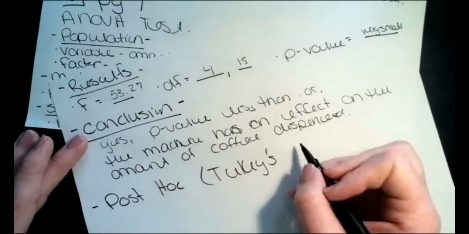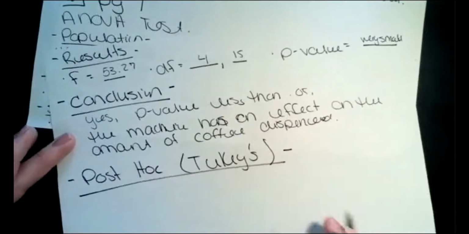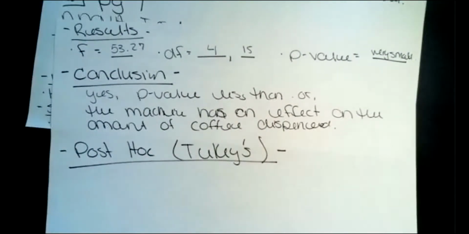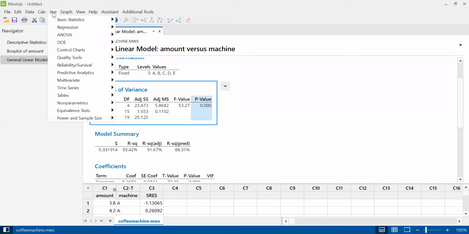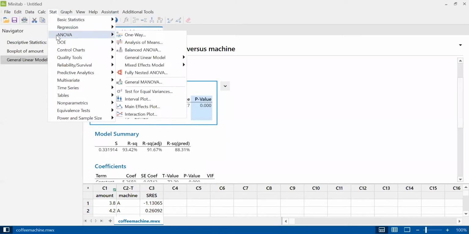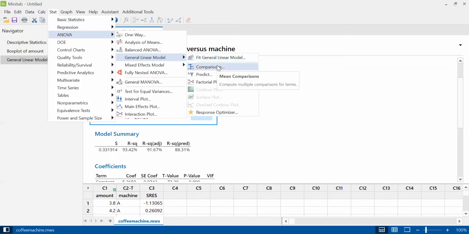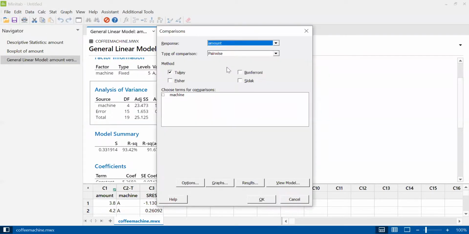And that's what we're going to look at now because this is the new stuff. Okay, so I'm going to go back to my Minitab so you guys can see where we're going to look here. So for my Minitab, I'm going to go right back where we were. So Stat, ANOVA, General Linear Model. And look at the one right under Fit General Linear Model. It says Comparisons. That's where we're going to look. So I'm going to click here on the Comparisons.